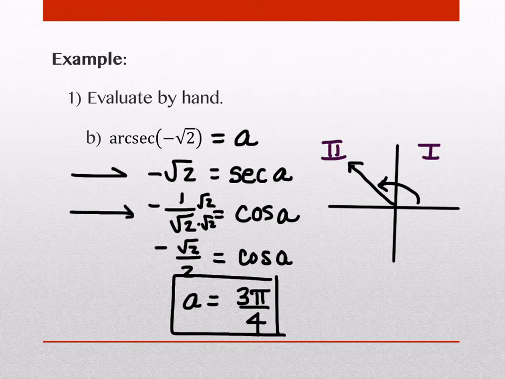This step or this one? This one? I did the reciprocal. So the reciprocal of the square root of 2 would be 1 over the square root of 2, and the reciprocal of secant is cosine. They just are reciprocal functions to each other.